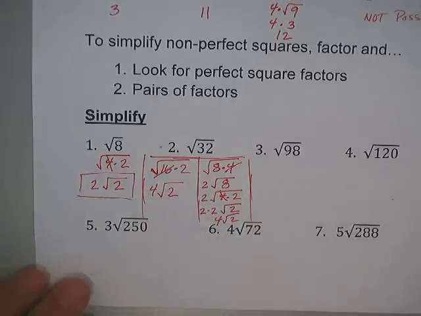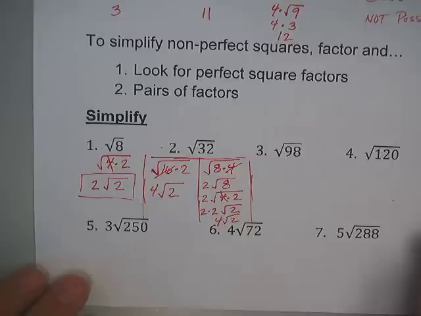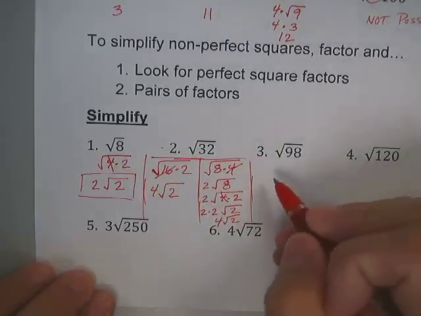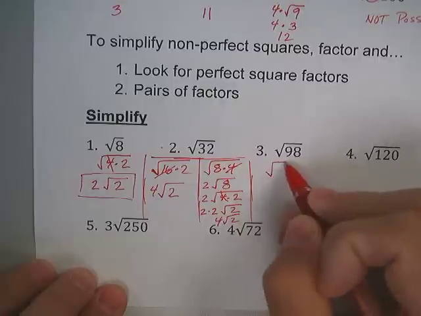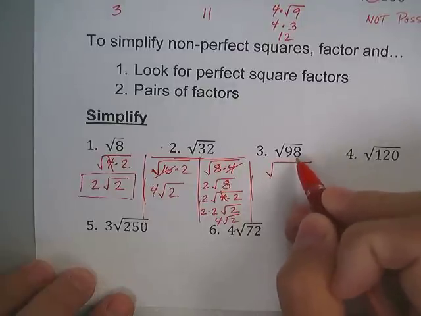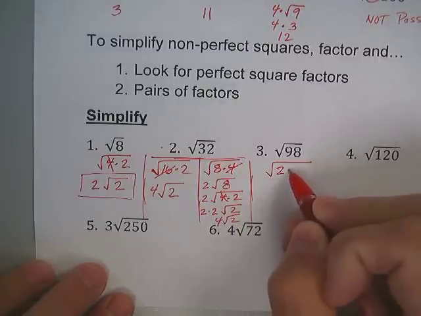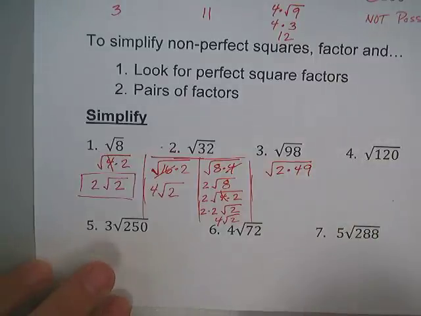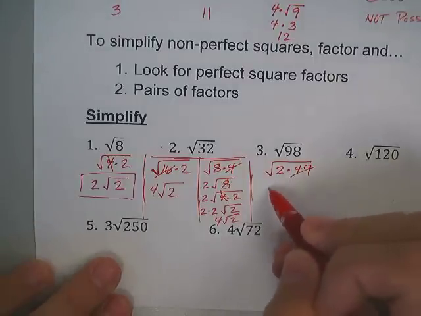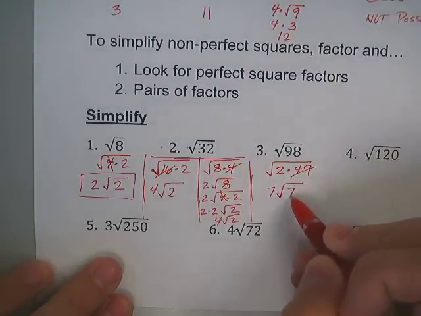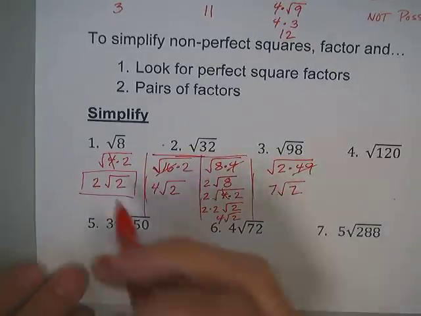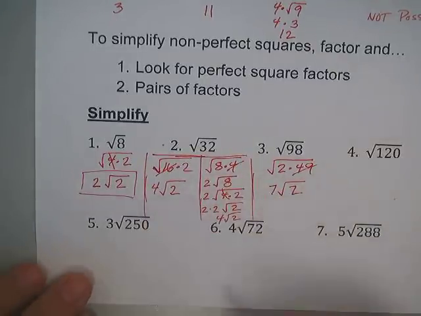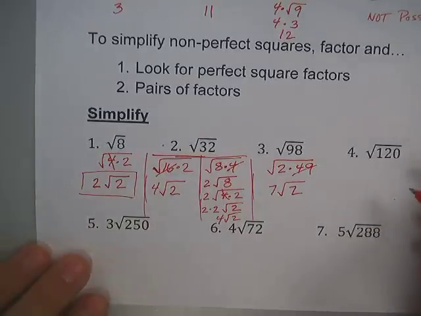Okay, number 3. Square root of 98. Again, hopefully you're starting to get the idea that it would be a good idea to hit pause and then try it and then see if you come up with the same answer I get. Square root of 98, I think, well, it's an even number, so I know 2 goes into it, and 2 goes into it 49 times. Okay, square root of 49 is 7, so I can bring that out, 7 root 2.